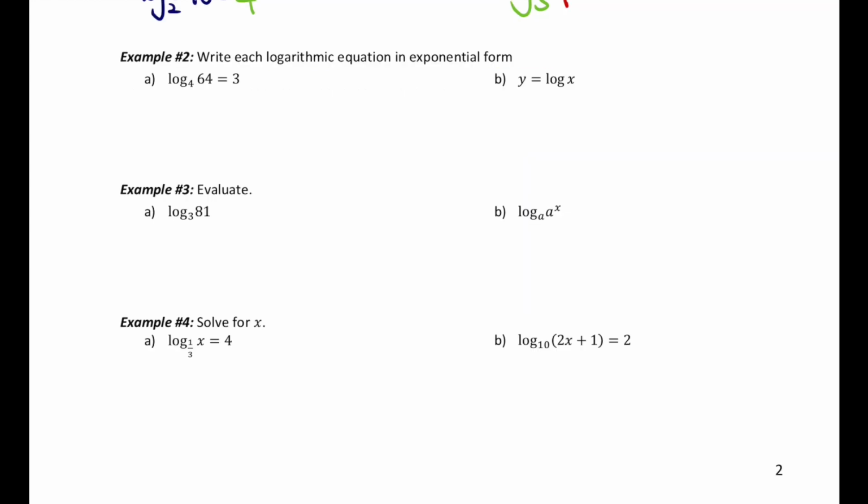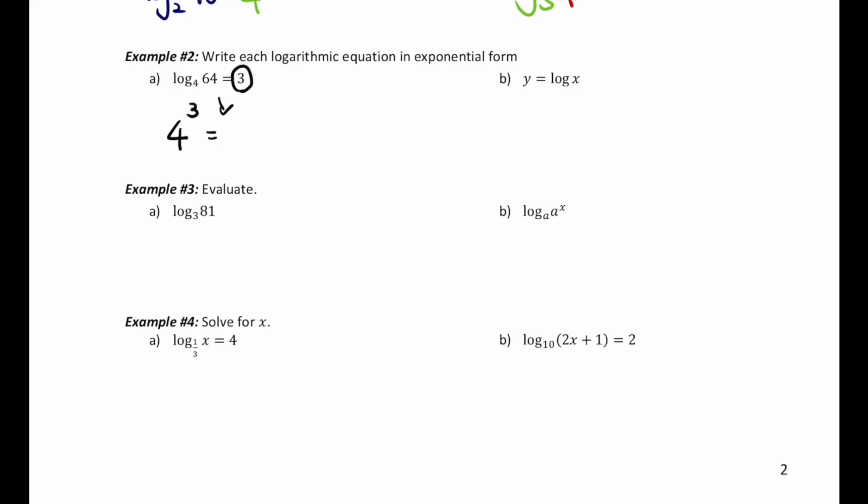Equation number 2, write each logarithmic equation in exponential form. So we have log base 4 of 64 equals 3, right? So the base is the base. What the logarithm equals becomes the exponent, right? And the number of the logarithm becomes what the exponential equation equals to.